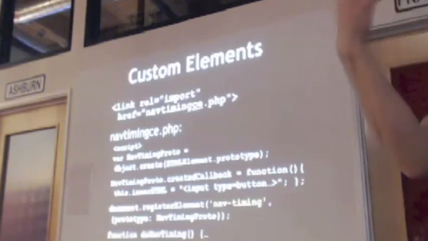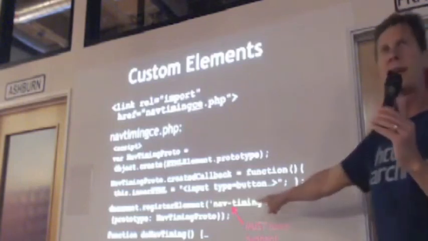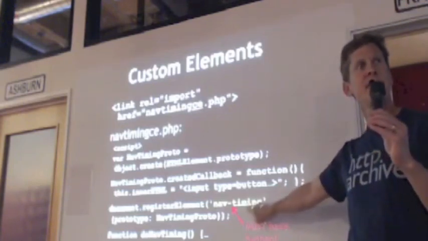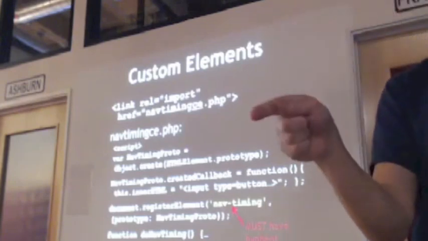And then I can define the rest of the JavaScript to do nav timing. Now, this is important. The name of the element that you're going to register has to have a hyphen in it. That might be too low. People might not be able to see that. Why? Because no valid, built-in HTML tag has a hyphen. And so this is a way that browsers can distinguish custom elements from built-in elements. And we'll see how that's important in a second.